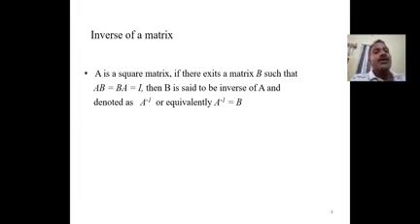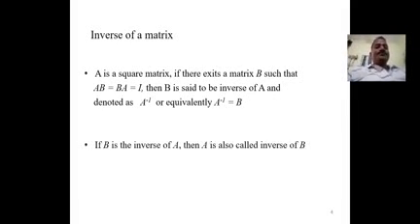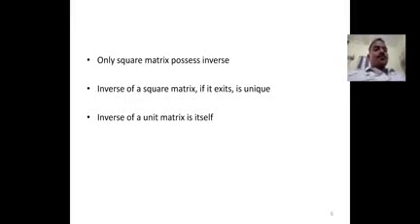If A is a square matrix and there exists a matrix B such that AB equals BA equals identity, then B is called the inverse of A. It is denoted by A inverse. If B is the inverse of A, then A is also called the inverse of B.